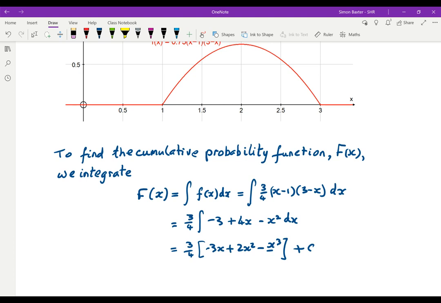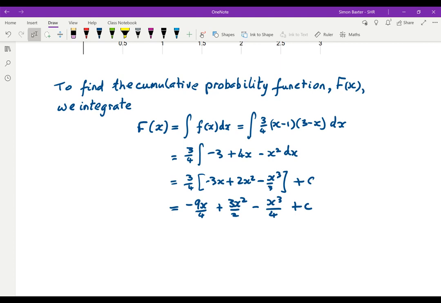If I now multiply the 3/4 in, I get minus 9x over 4 plus 3x squared over 2 minus x cubed over 4 plus c. And so the problem now is to find the value of c. Remember that big F of x is the cumulative probability. The probability that we are less than or equal to 1, well, 1 is the smallest value of x. The probability that we are less than or equal to 1 must be 0. That is what is going to help us. x equals 1 is the smallest value of x.